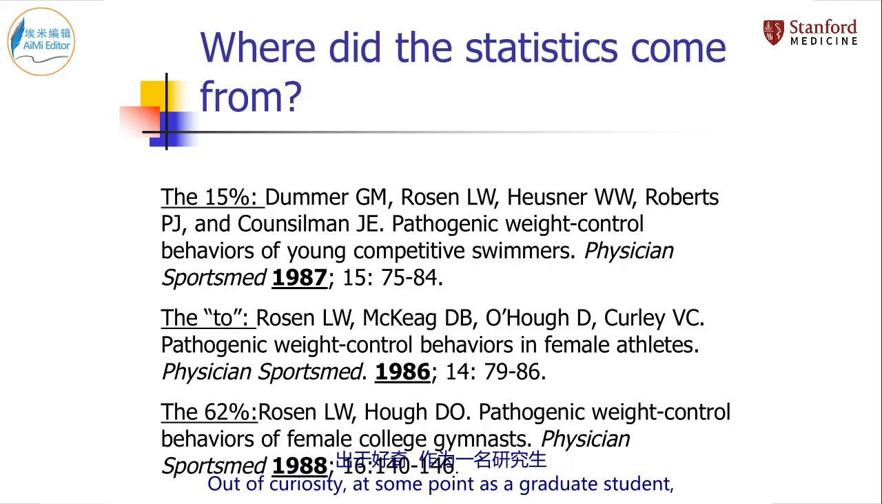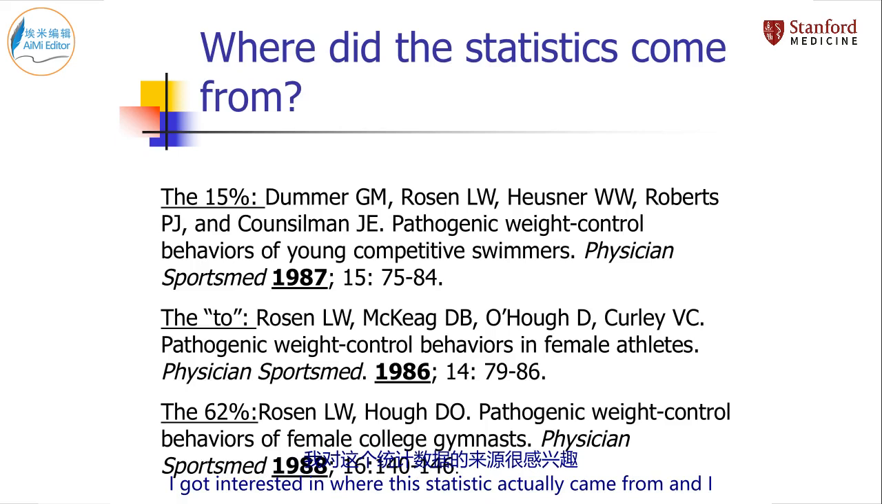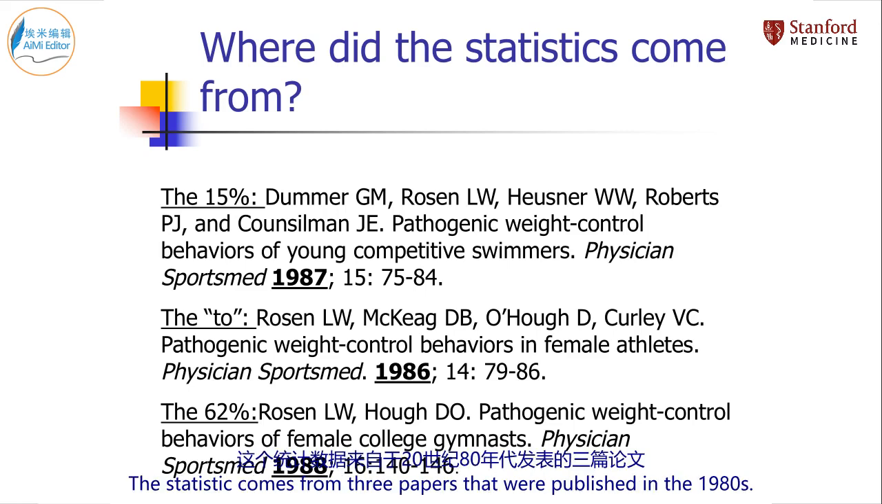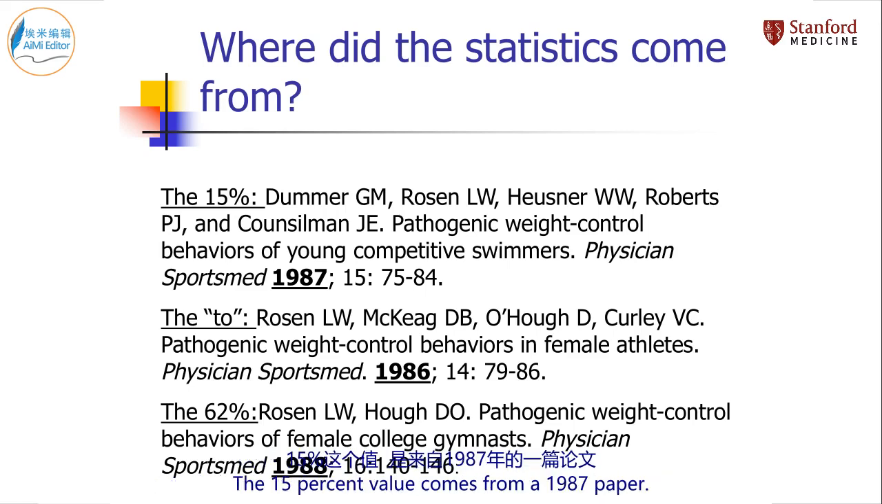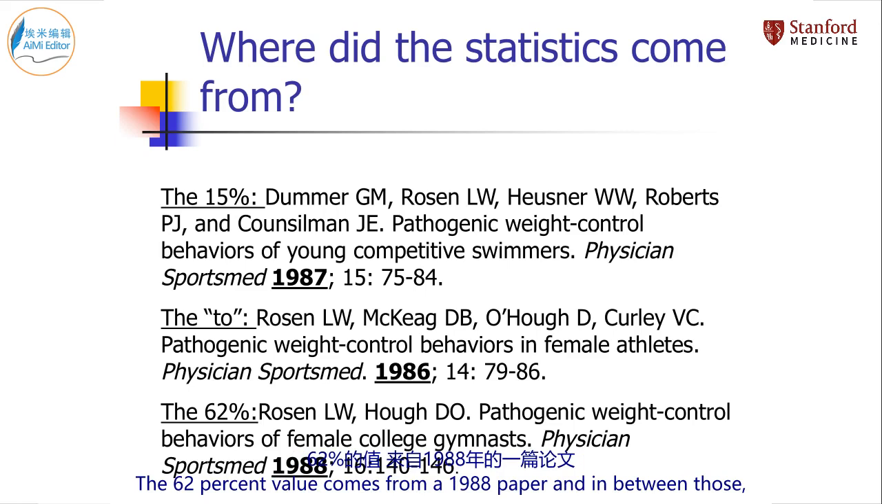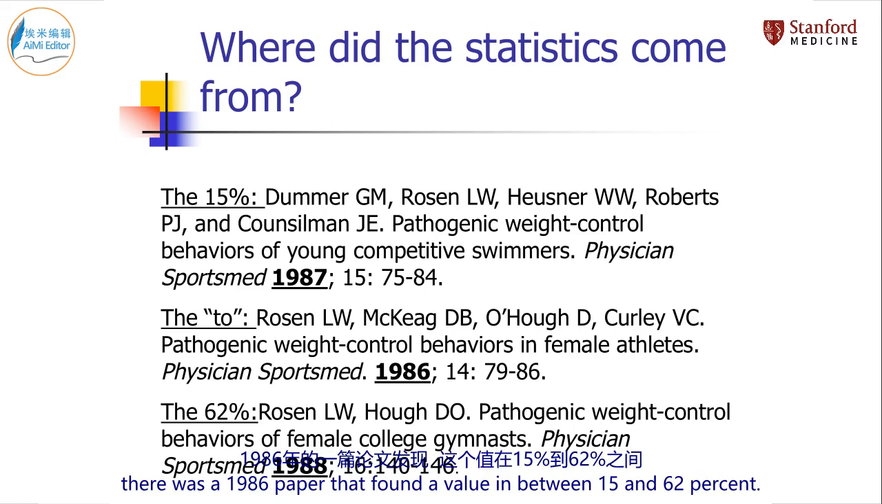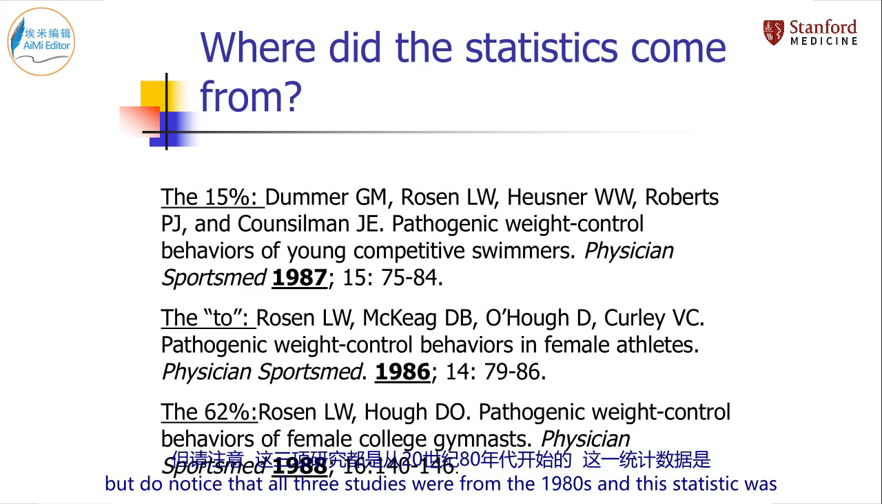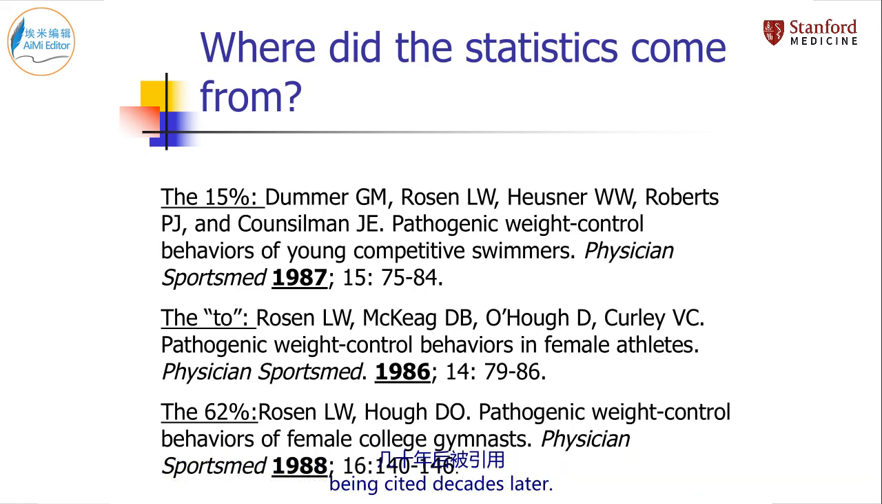Out of curiosity, at some point as a graduate student, I got interested in where this statistic actually came from. And I tracked down the original sources, which took some sleuthing on my part. The statistic comes from 3 papers that were published in the 1980s. The 15% value comes from a 1987 paper. The 62% value comes from a 1988 paper, and in between those, there was a 1986 paper that found a value in between 15 and 62%. All three studies shared an author, Rosen, but notice that all three studies were from the 1980s, and this statistic was being cited decades later.